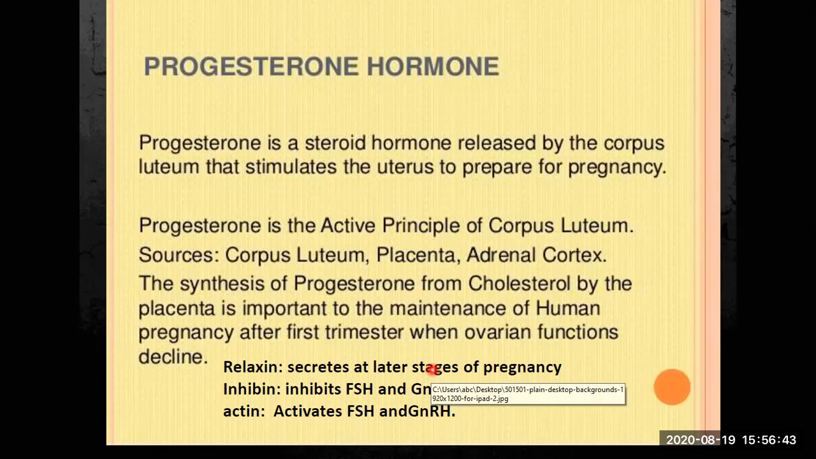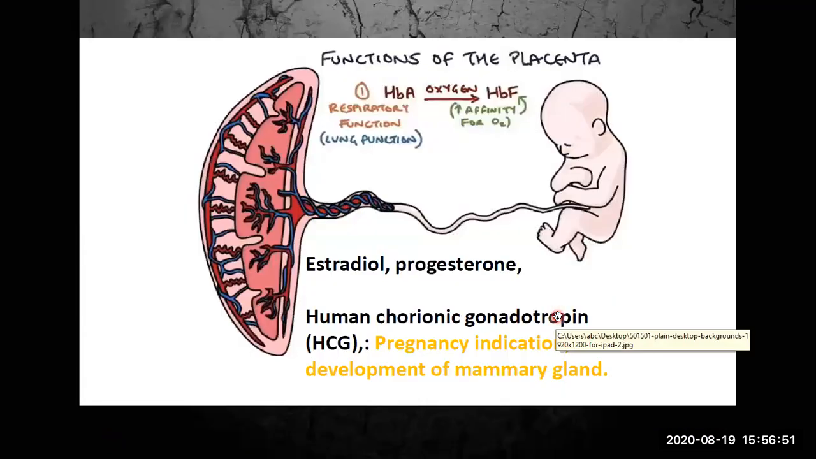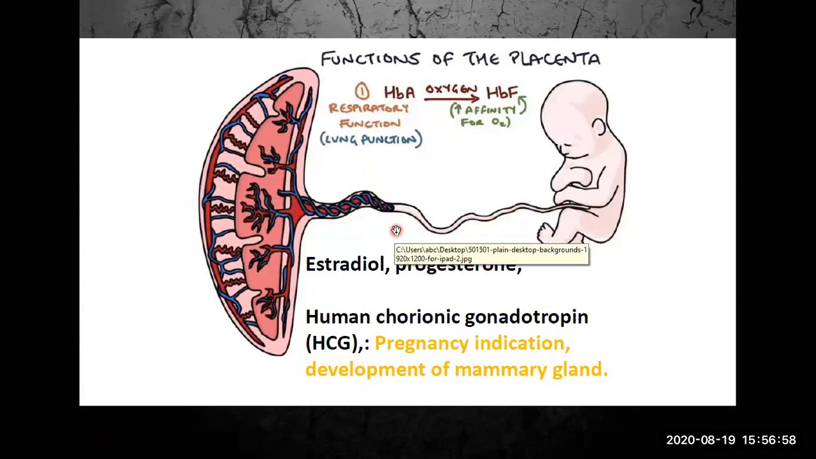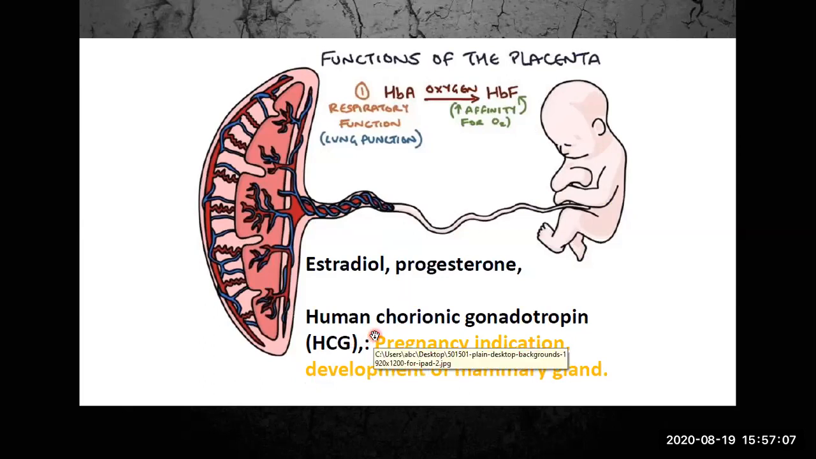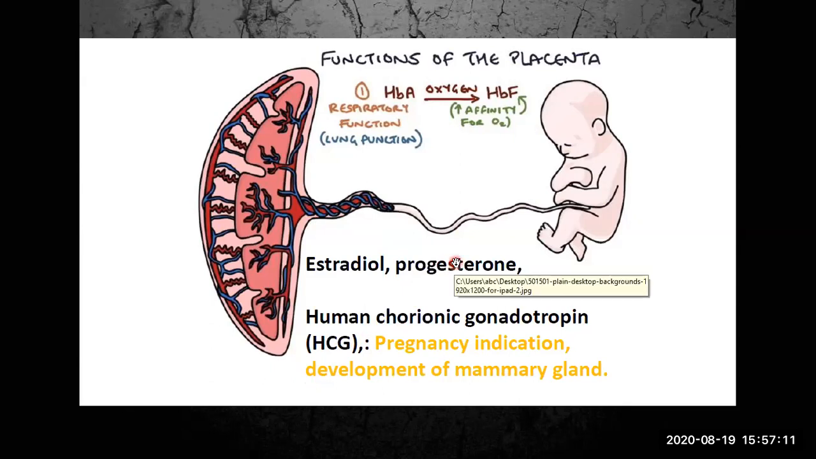Progesterone is a steroid hormone, and it is also released by the corpus luteum, and it maintains the pregnancy. You can see there is a development of the placenta, and this placenta also acts as a temporary endocrine gland, and it releases many hormones like HCG, human chorionic gonadotropin, and HPL, hormones that are formed only in the body of a pregnant female.